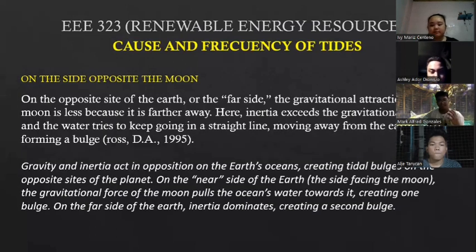The same thing happens on the opposite side of the moon, on the far side. The gravitational attraction of the moon is less because it is farther away. Hence, inertia takes over, exceeding the gravitational pull, and the water keeps going in a straight line, moving away from the Earth, also forming a bulge. So inertia and the moon's gravity form the bulges.